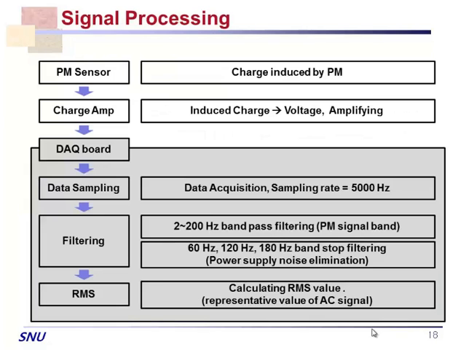The signal is processed using a charge amplifier, which converts the charge to voltage, and then it's quite simple again, like a 5 kilohertz sampling rate for the data acquisition, and then we use a bandpass filter up to 200 hertz. Usually the signal starts at around 50 hertz. And then there is power supply noise at 60 hertz and its harmonics. And then we calculate the RMS values out of those.